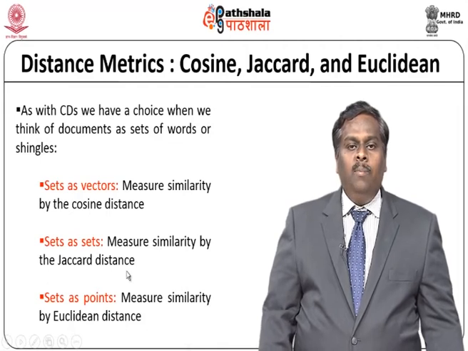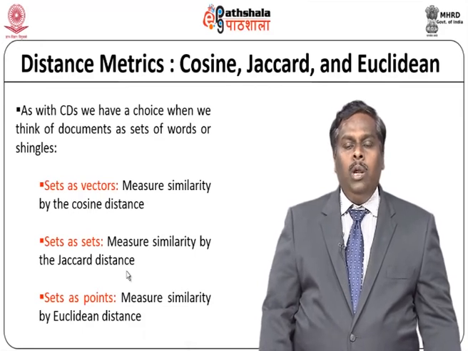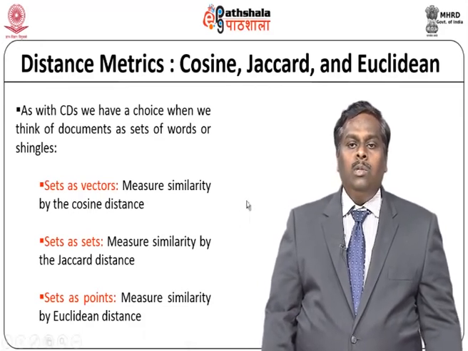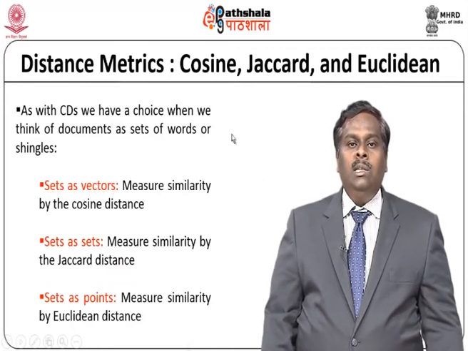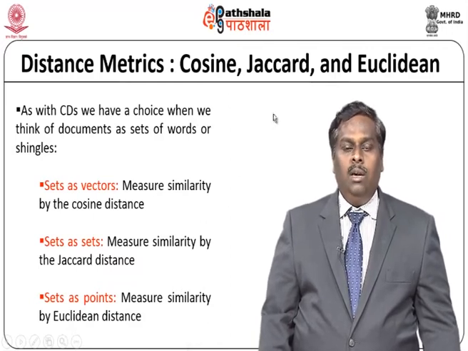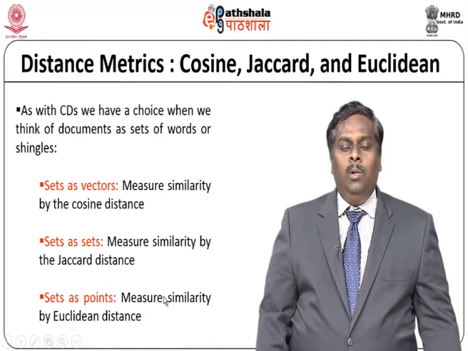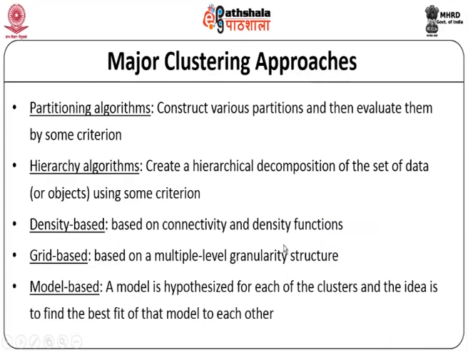So I can identify the similarity between various CDs or various users with respect to Jaccard distance. If my input data set is represented in the form of data points, say 2-dimensional data points, then I am going to make use of Euclidean distance. So based on how you represent your input, the selection of similarity metric also varies. If it is a vector, we make use of cosine similarity. If it is sets, we make use of the Jaccard coefficient. If it is 2-dimensional points in a Euclidean space, then we make use of Euclidean distance metrics.